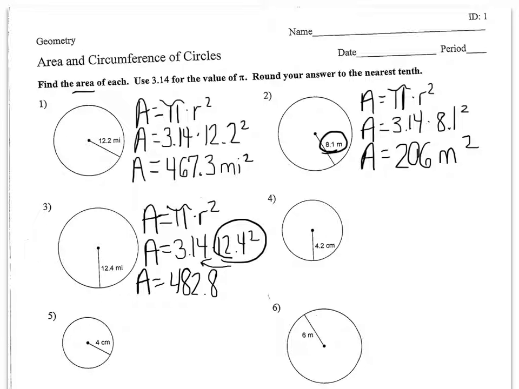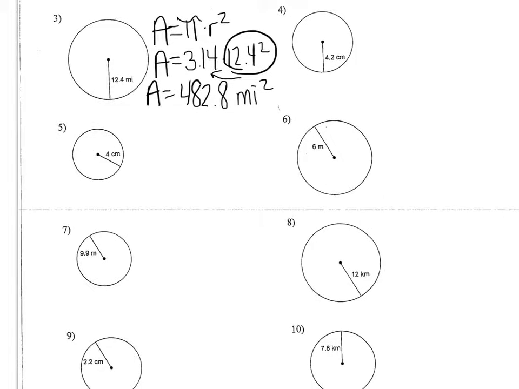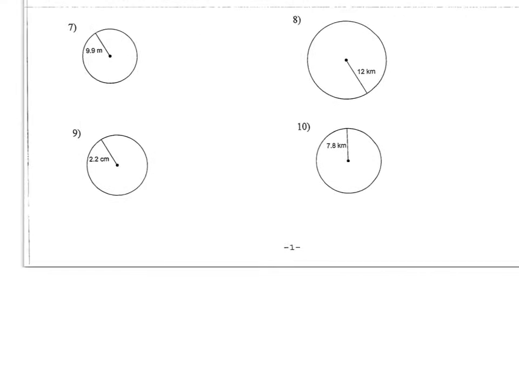All I need is one decimal spot. I don't need a whole bunch. And my label is miles squared. That's how you do these. All you have to do is plug in the numbers, use a calculator, and you're done. Alright, let's move down to the next page here.